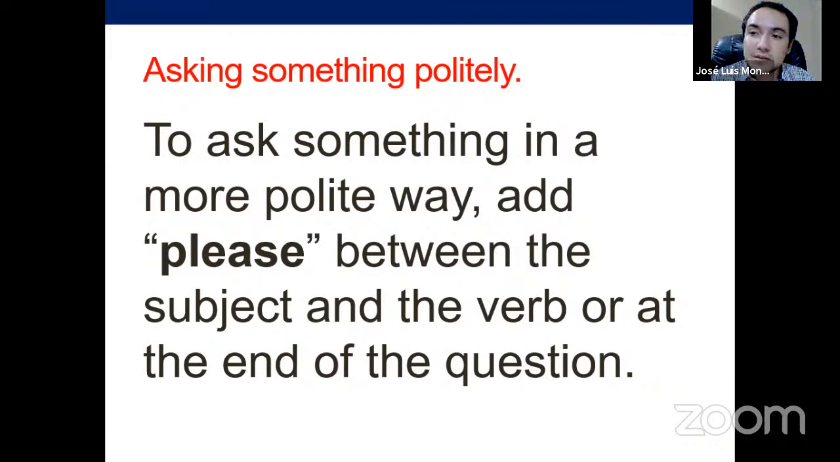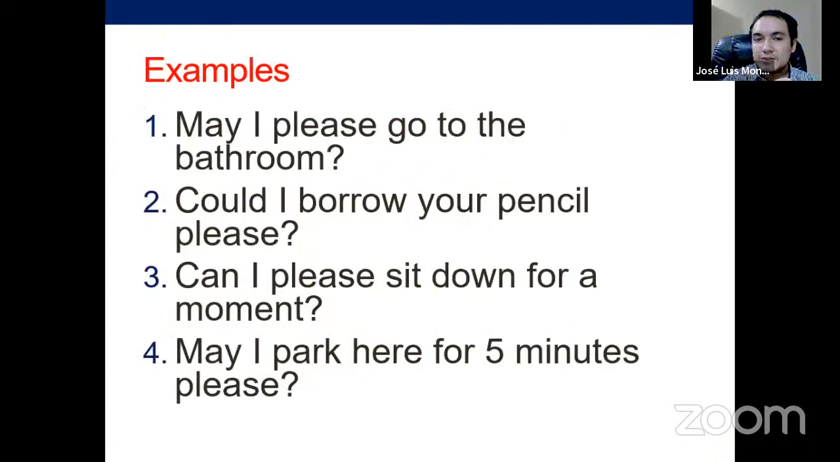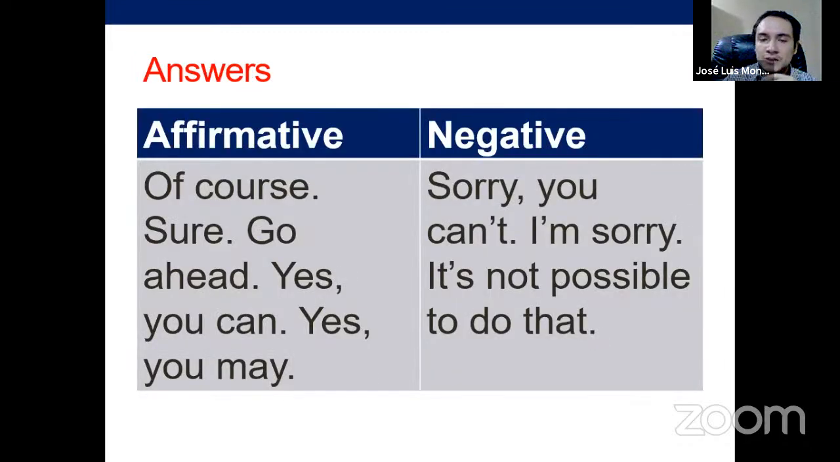Of course, using please is always going to be the best option. So to ask something in a polite way, add please between the subject and the verb, or at the end of the question. So you have two possible places in which you can place your word, please. May I please go to the bathroom? This is placed in between the subject and the verb. Could I borrow your pencil, please? This is placed at the end of the question. Can I please sit down for a moment? In between the subject and the verb. Can I park here for 5 minutes, please? At the end of your question.